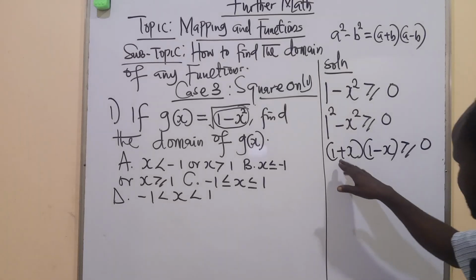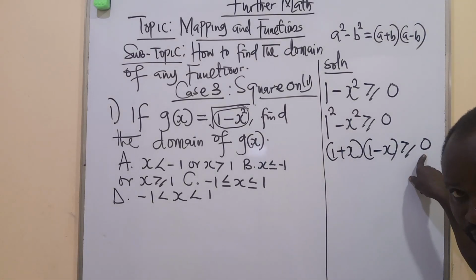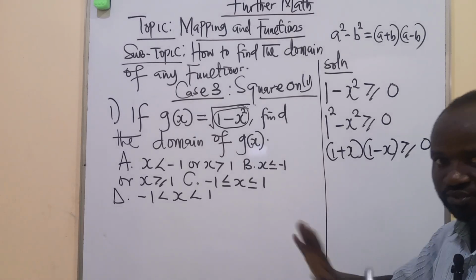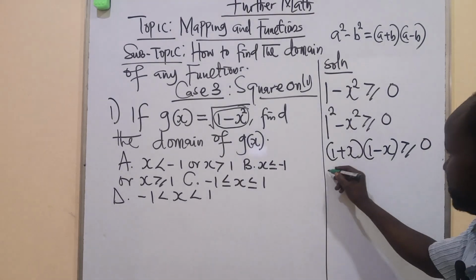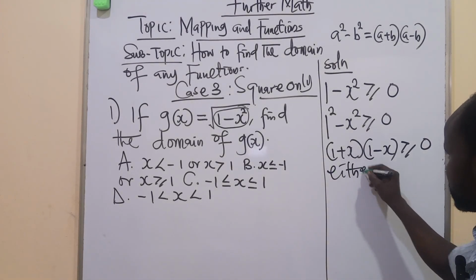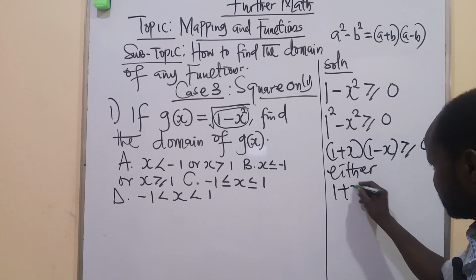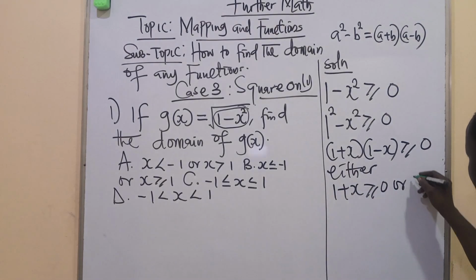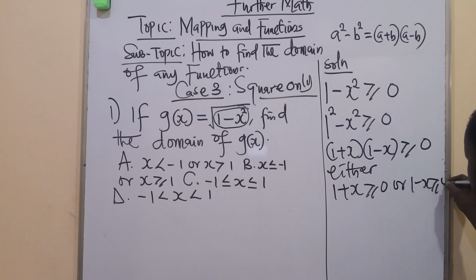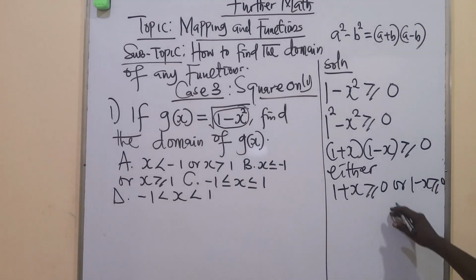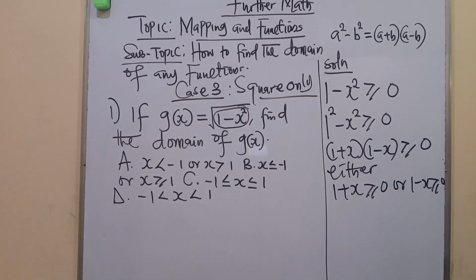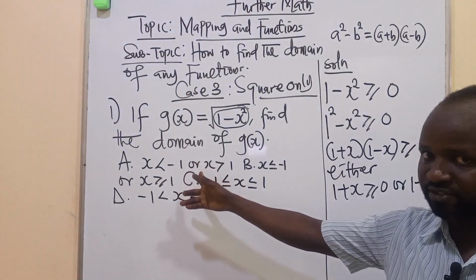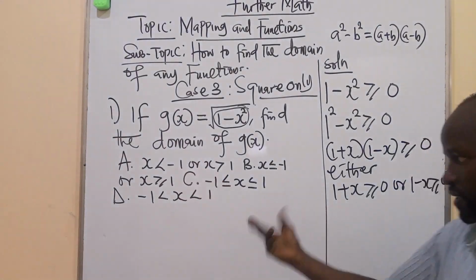So either 1 plus x is greater than or equal to 0 or 1 minus x is greater than or equal to 0. These are the two cases here. So either case 1, 1 plus x is greater than 0, or 1 minus x is greater than 0. These are the two cases we'll have here. So we'll solve for x and see which option is correct here because this is an objective question. We have options A to D.